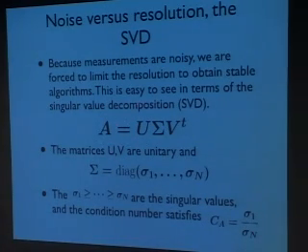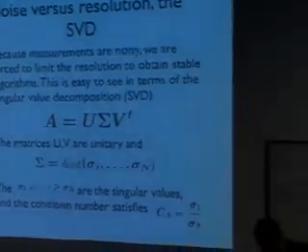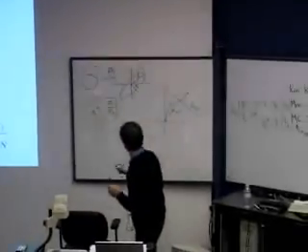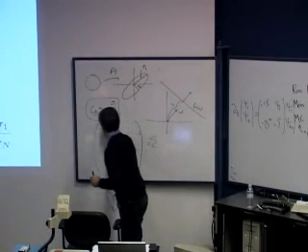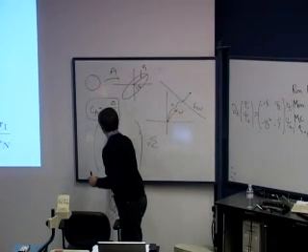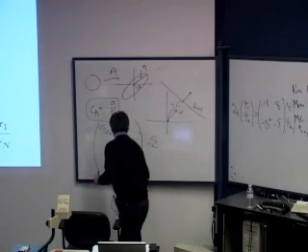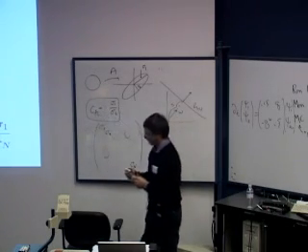Then we can write it as a product of three terms, where U is a unitary matrix, V is a unitary matrix, and sigma is a diagonal matrix. So unitary just means the rows are of length 1, and they're orthogonal to one another, and so are the columns. And sigma is just this diagonal matrix, so it has sigma 1, sigma 2, sigma n, and then all zeros everywhere else.